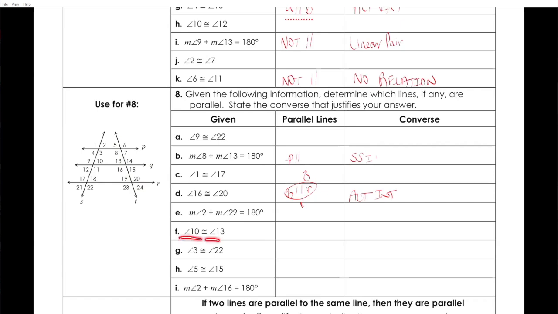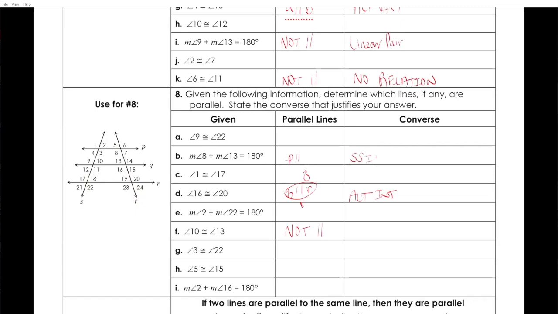10, 13. They're both touching Q. So that's my transversal. But the problem is, I know that you know that those two are same side interior. Same side interior angles do not prove congruent unless they're both right angles. So in this case, not parallel.